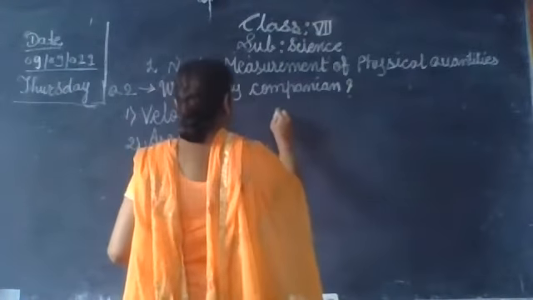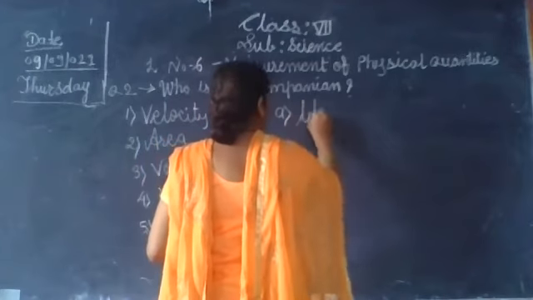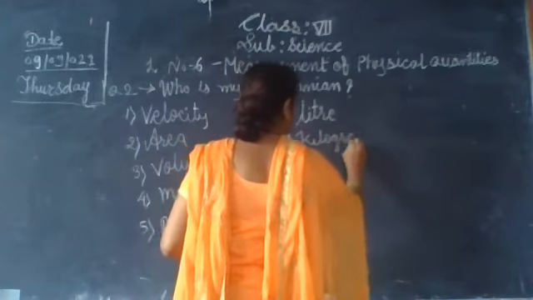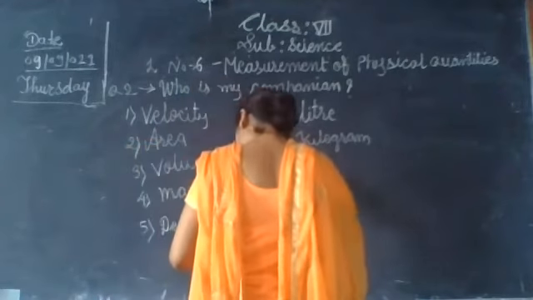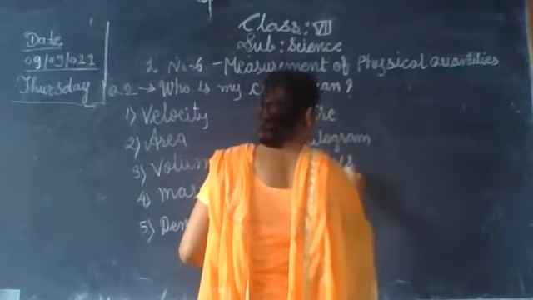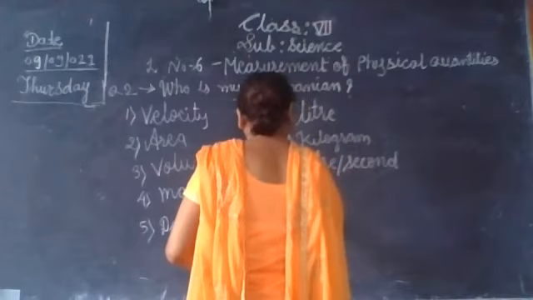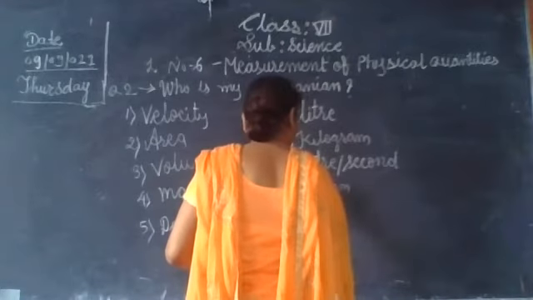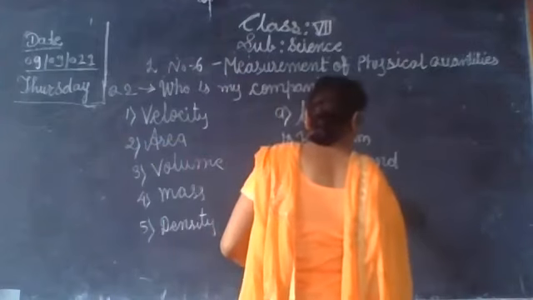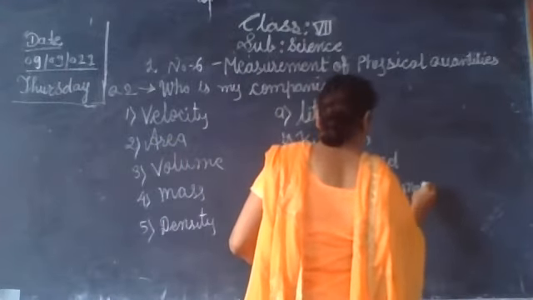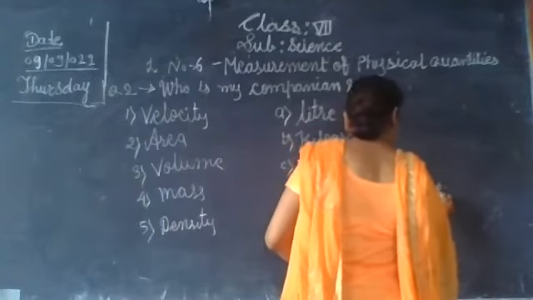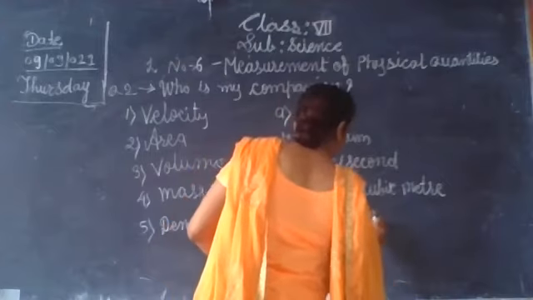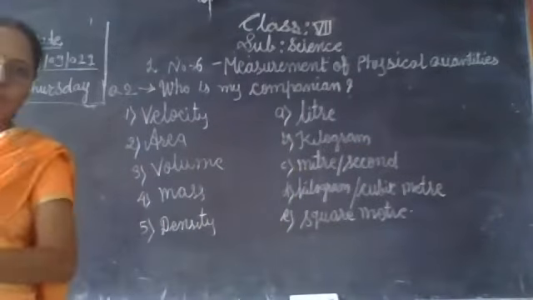On B column, write it as: A, meter. B is kilogram. C is meter per second. D is kilogram per cubic meter. And E is square meter. So these two columns are given.